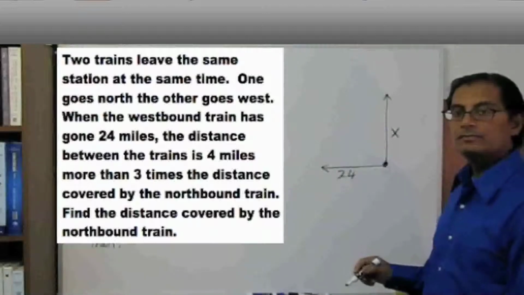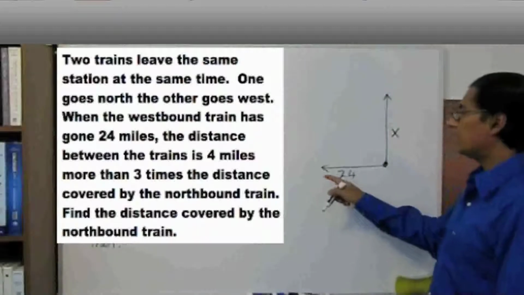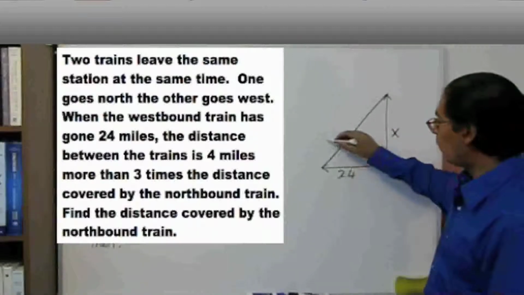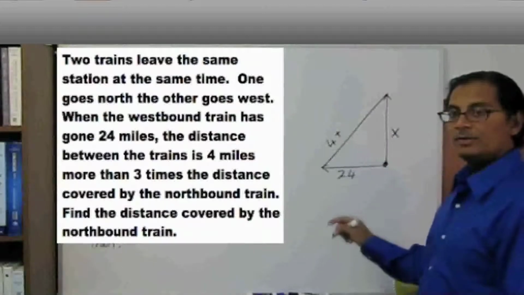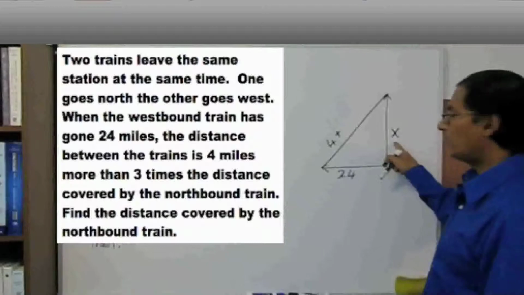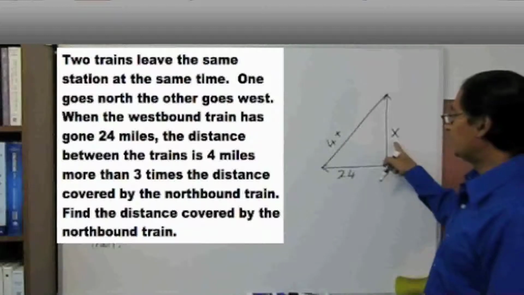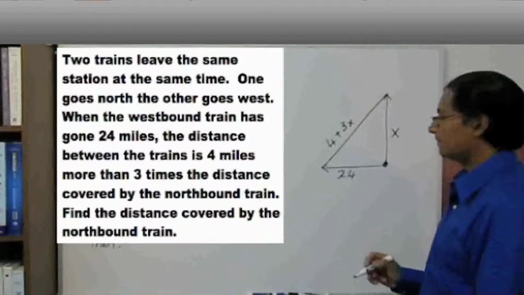X is the unknown. Then it says the distance between the trains is 4 miles more, that's 4 plus, 4 more than 3 times the distance covered by the northbound train. So the distance covered by the northbound train is x. Therefore, 3 times that would be 3x.